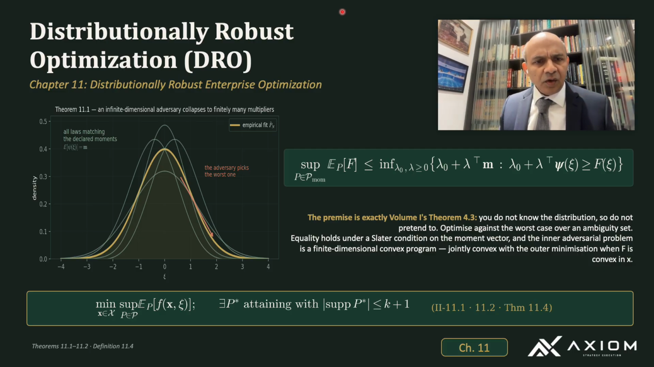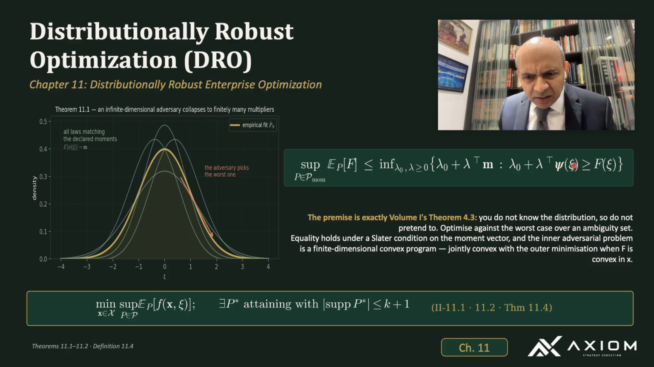So what we are then looking at is a vector of specified moment values, which is m, and then lambda, in this case a vector of dual multipliers or shadow prices associated with the moment constraints. And then lambda sub 0 is the scalar dual intercept.